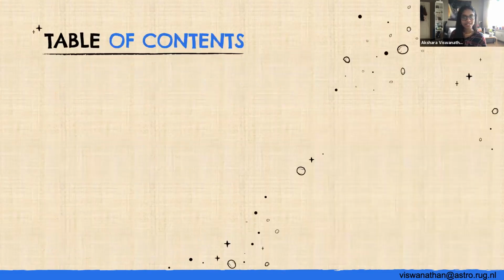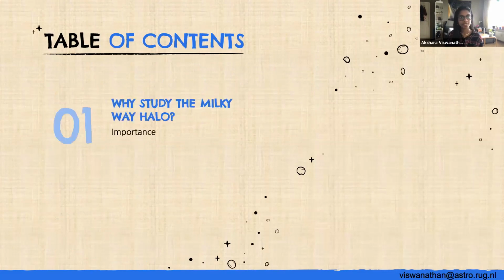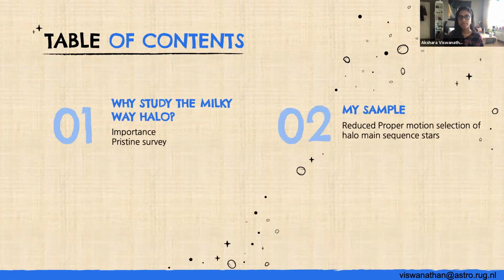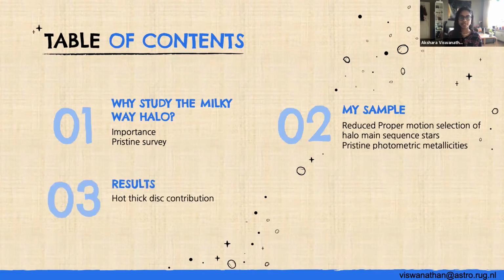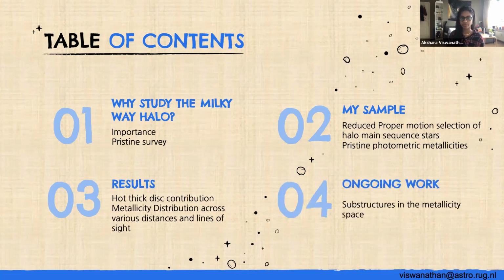So moving on, for the next 9.5 minutes, I will cover why we want to study the Milky Way halo and the importance of that, because we've had a lot of talks about the halo today. I will quickly skim through that. And a little bit about the Pristine survey, and how we select the halo stars in my sample and cross-match them with the Pristine photometric metallicities, and a little bit of results about the hot thick disk contribution in my sample, and the metallicity distribution across various distances and lines of sight, and some ongoing work regarding the substructures that we see in the metallicity space.